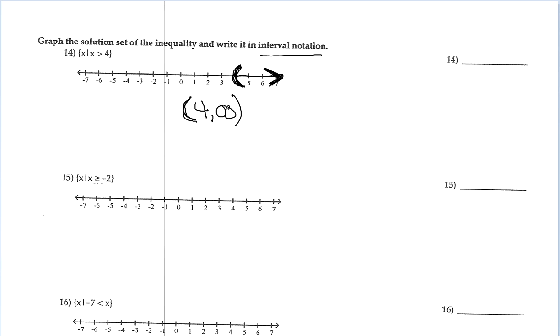This one here, all the x values greater than or equal to negative 2. Here's negative 2 here. I can put a bracket on that negative 2. All going to the right because it's greater than. And I'm going to have interval notation of bracket negative 2, comma, infinity with a parentheses.